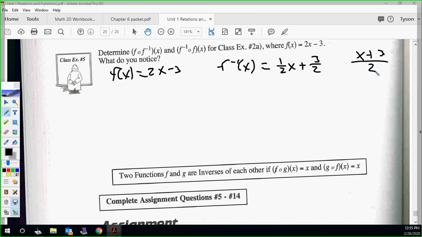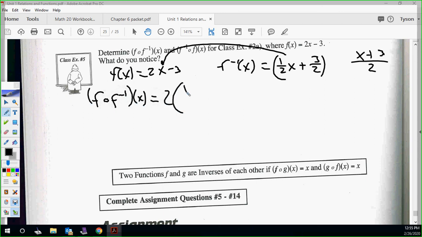So what they're saying is they want you to, essentially composition, put this in this x, and then put this in that x and see what happens. So that's what composition is, right? So they'll do the first one. Put the inverse into f. So we're doing this one first. And then we have a minus 3 here. So I inserted the inverse into my x of f.